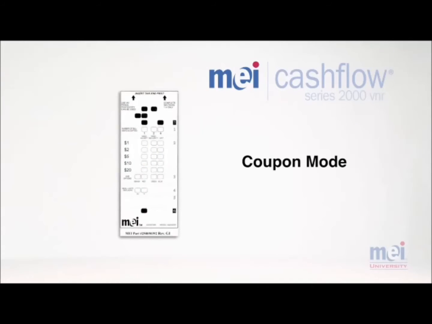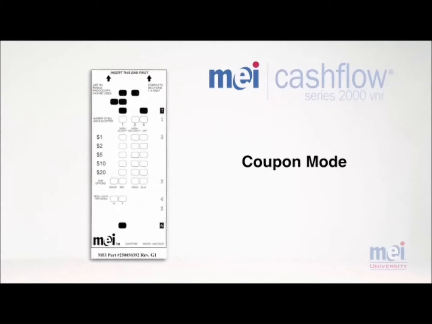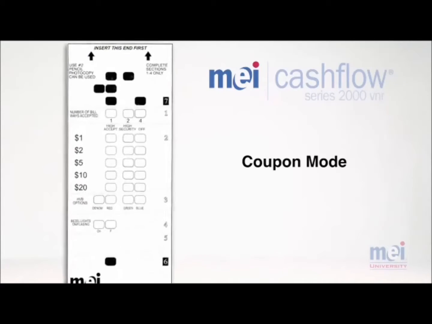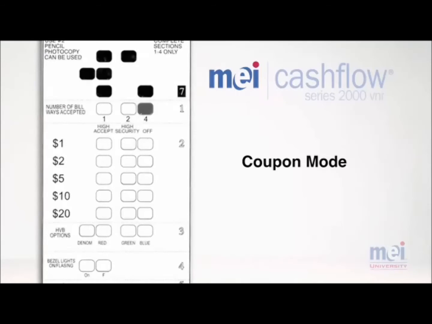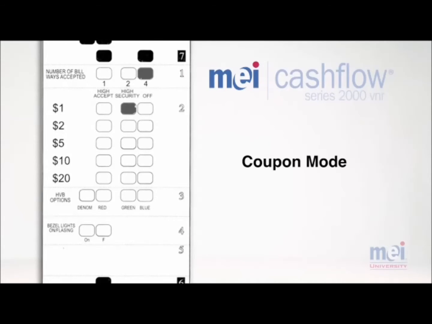If using the configuration coupon, you must first cut out the coupon from the sheet and fill out the coupon with a pencil as follows. Fill 1 box in Section 1 for bill direction. Either 1, 2, or 4 direction acceptance can be set. In Section 2, fill out the boxes that indicate which bills you want to accept. In this example, we have filled out the coupon to accept 1s, 5s, and 10s.